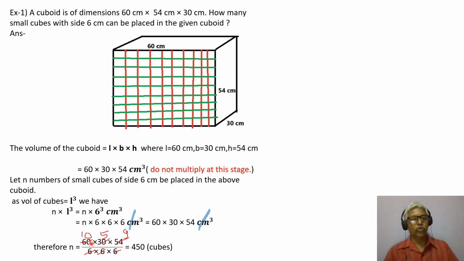So this 6 goes with this 10, this 6 goes with this 5, and that is why I told you not to multiply. Though that is not wrong, you may get the advantage of this type of cancellation. So this is 9 into 5, 45 into 10, 450 cubes, as the unit gets cancelled, and you need only how many small cubes, a number, so that will not have any units. So 450 cubes. This is how you have to solve this.